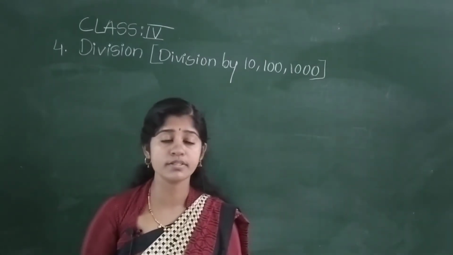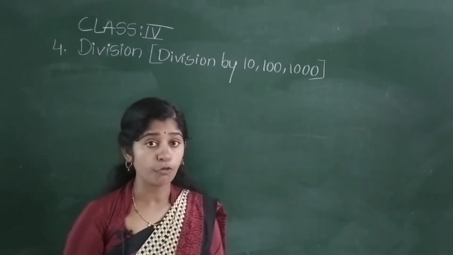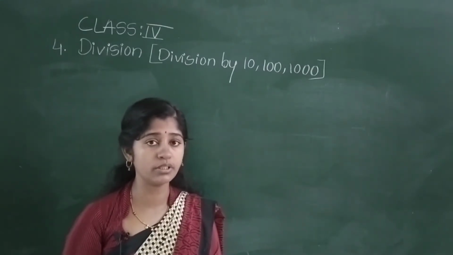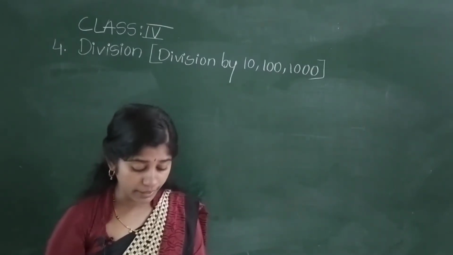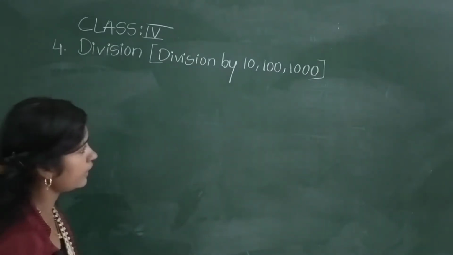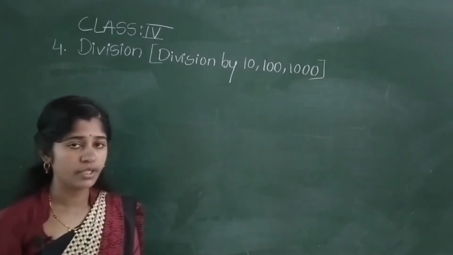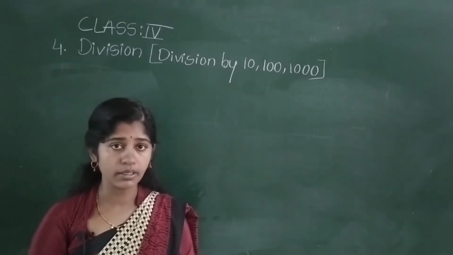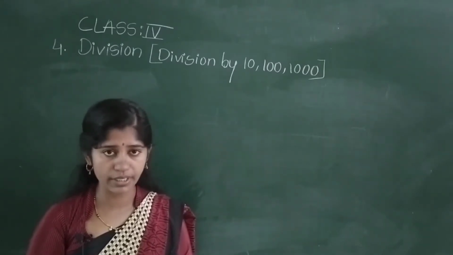Already you know we are discussing your fourth lesson, and that is division. In previous videos you have learned how to solve the word problems, and in today's class we are going to begin with the division by 10, 100 and 1000. If you know the rule, then you can divide a number by 10, 100 and 1000 very easily.